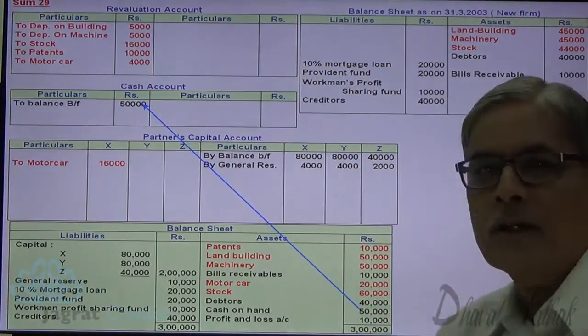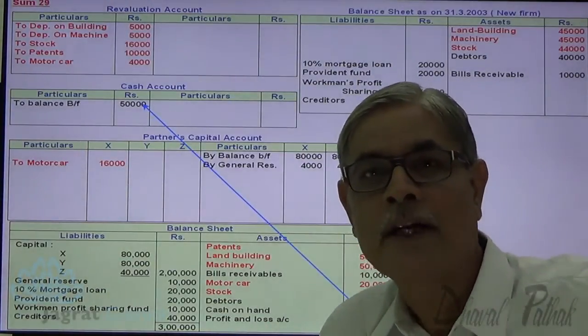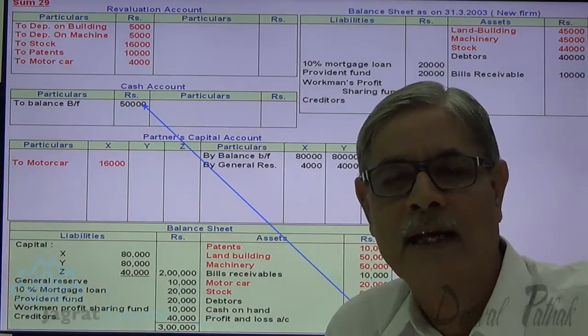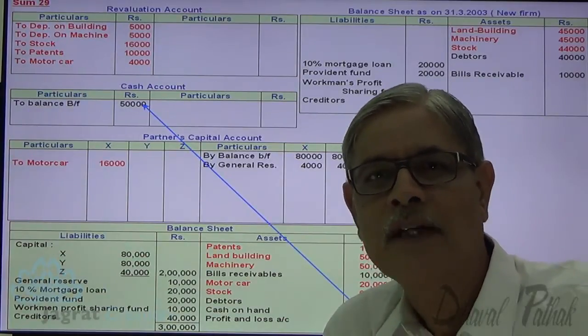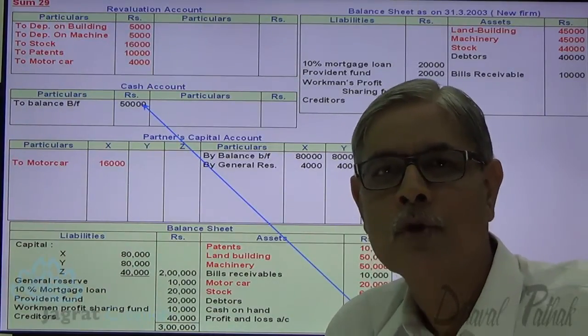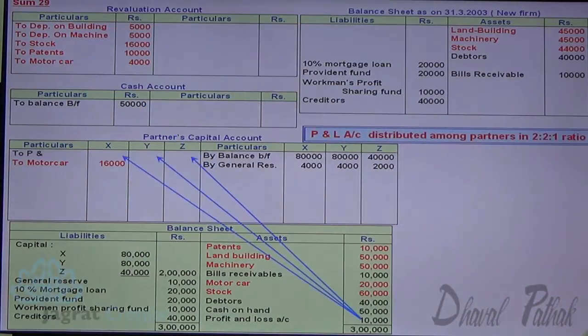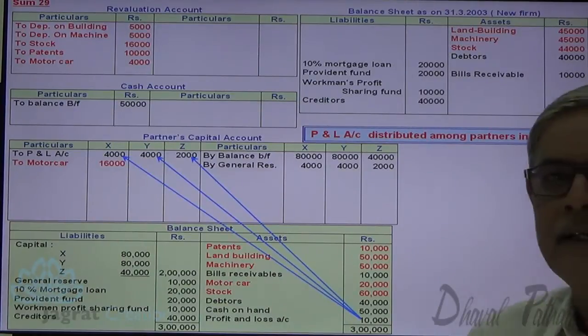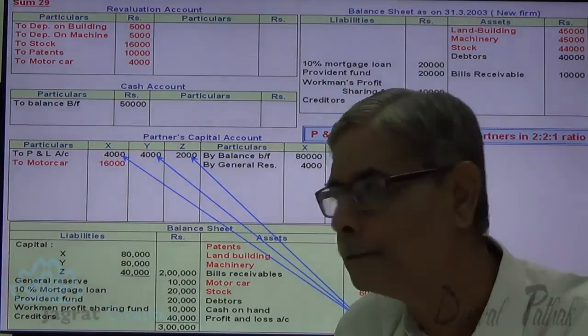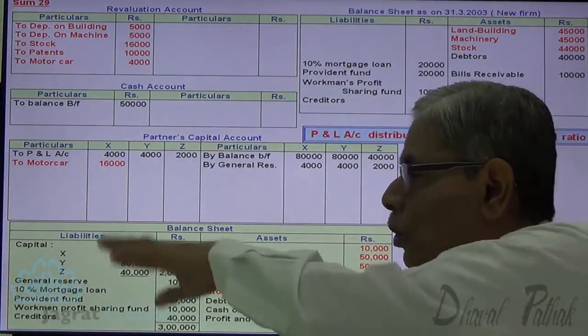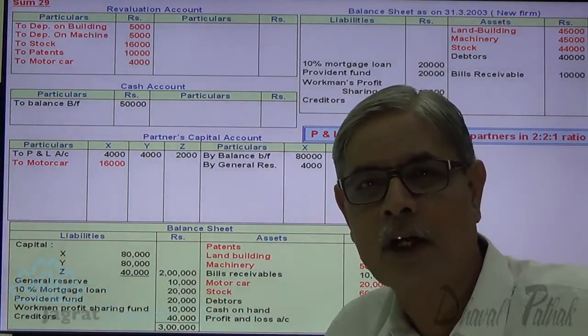Now this profit and loss account debit balance 10,000 is debited to partners' capital account in their profit sharing ratio, that is 2:2:1. So 4,000, 4,000, 2,000. Observe it. X capital account debit 4,000, Y's capital account debit 4,000, Z's capital account debit 2,000, to profit and loss account credit 10,000. This is the journal entry. So all the details of balance sheet are taken care of.